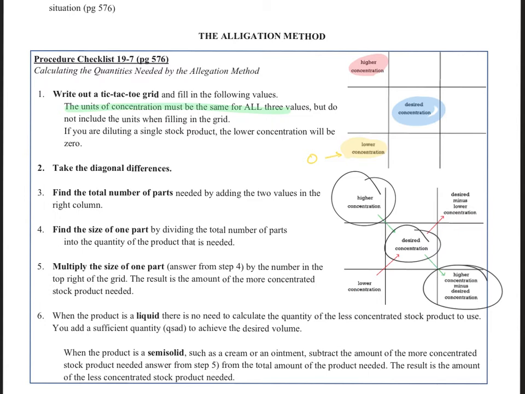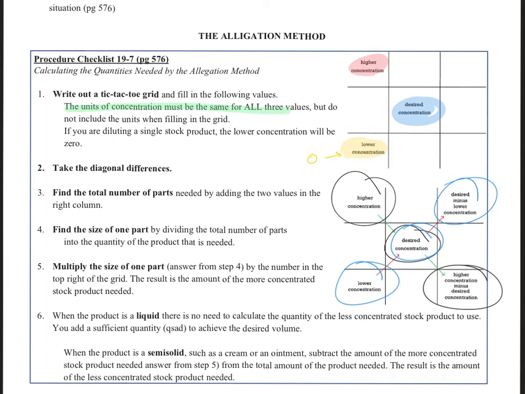And then you would do, okay, so please note this is a little bit different. You're going to do the desired minus the lower concentration up to the top. Okay, and then for step 4, you're going to find the size of one part by dividing the total number of parts into the quantity of the product that is needed. Step 5, multiply the size of one part by the number in the right top of the grid. The result is the amount of the more concentrated stock product needed.